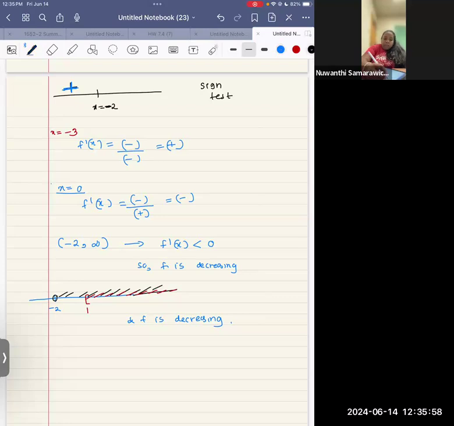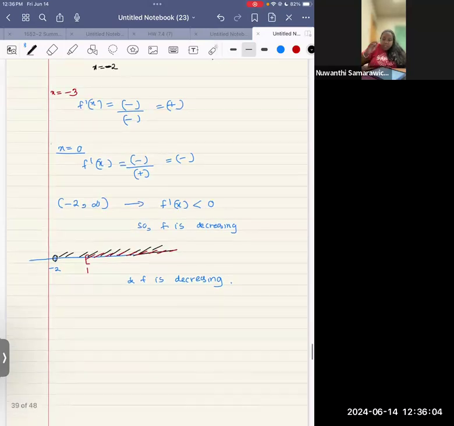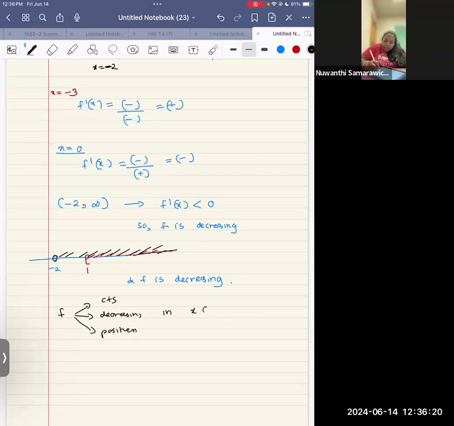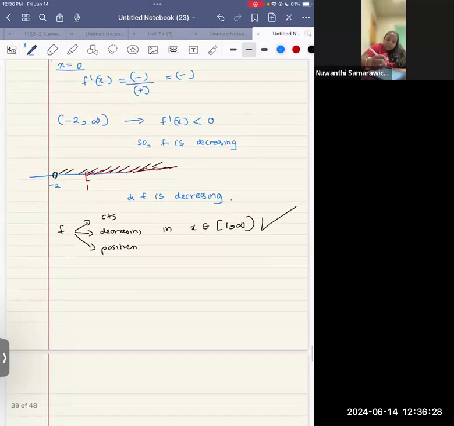But still we didn't use the integral test. So we use the condition that we can use the integral test. Here we satisfied f is continuous, f is decreasing, and f is positive for x between 1 to infinity. All these conditions are satisfied. Now we can use the integral test.